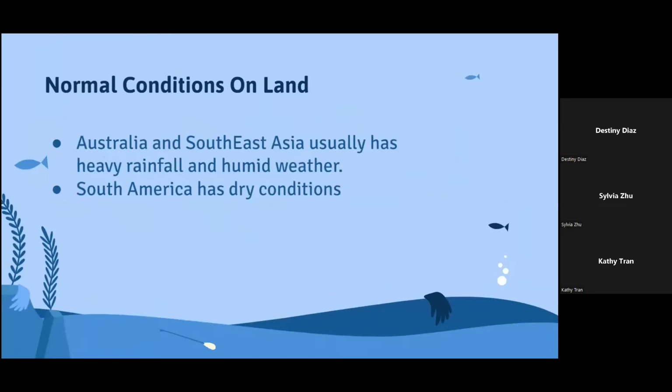Since warm water is gathered around Australia and Southeast Asia, they usually have heavy rainfall there and humid weather. And since over in South America, the cold water is gathered around that coast, that's where dry conditions are.